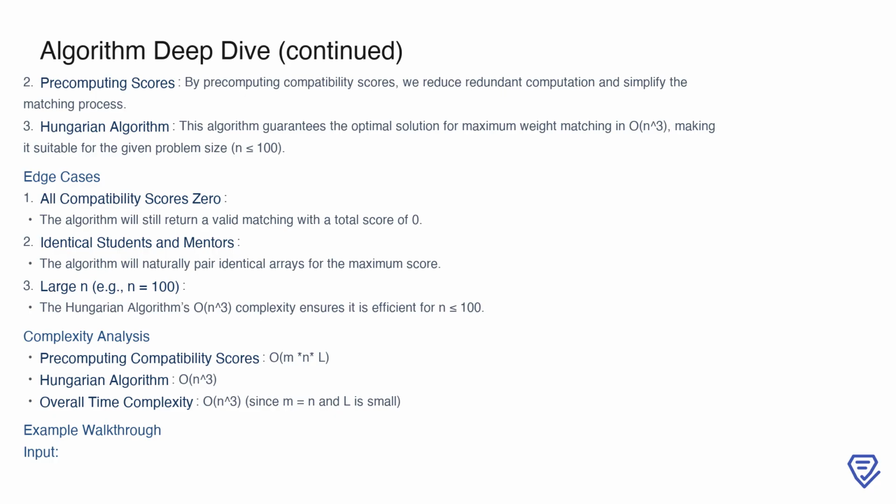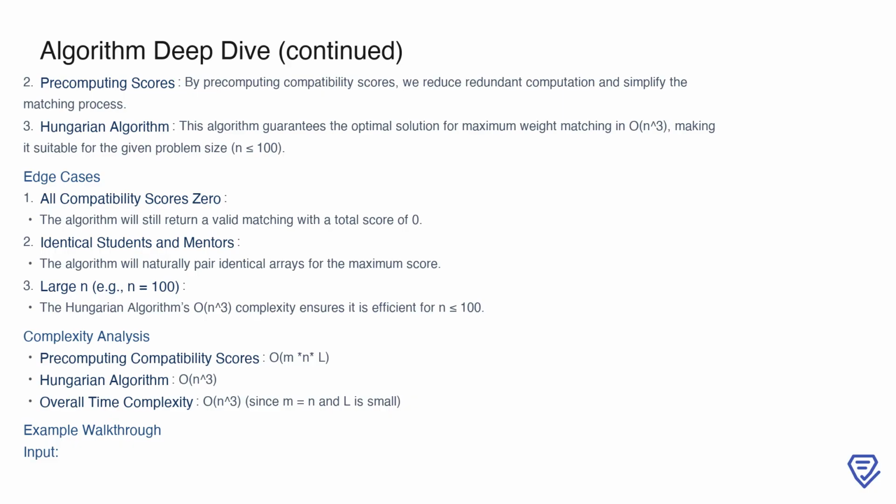There are several insights that make this approach robust and efficient. First, by reducing the problem to a bipartite matching problem, we can leverage the well-established Hungarian algorithm to guarantee an optimal solution. Pre-computing the compatibility scores simplifies the process and avoids recalculating scores repeatedly, saving computational effort. The Hungarian algorithm itself, with its O(n cubed) complexity, is well suited for the problem size, as n is constrained to a maximum of 100. This ensures the solution is computationally feasible even for the largest inputs.